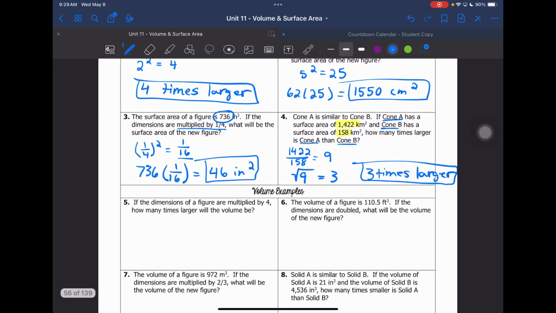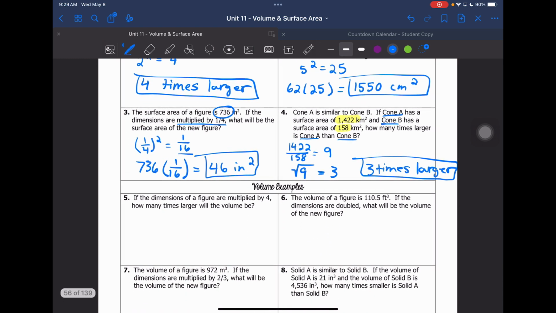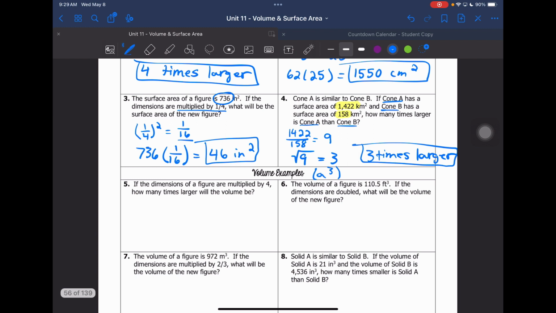All right. So with volume examples, the guide is a cubed. So let's do number 5. If the dimensions of a figure are multiplied by 4, how many times larger will the volume be? So we're just going to take the scale factor, which is 4, and cube that. 4 cubed is 64. So the new figure is going to have a volume that's 64 times larger.